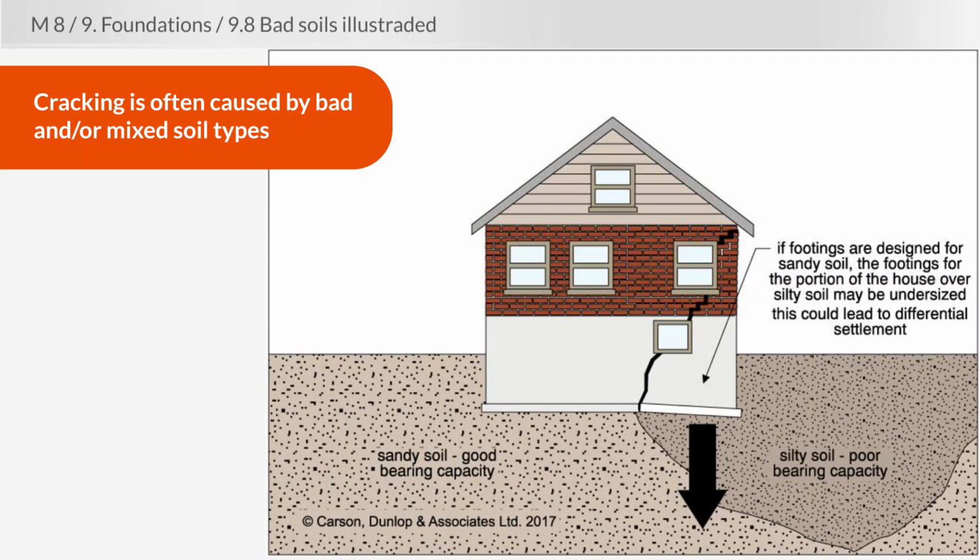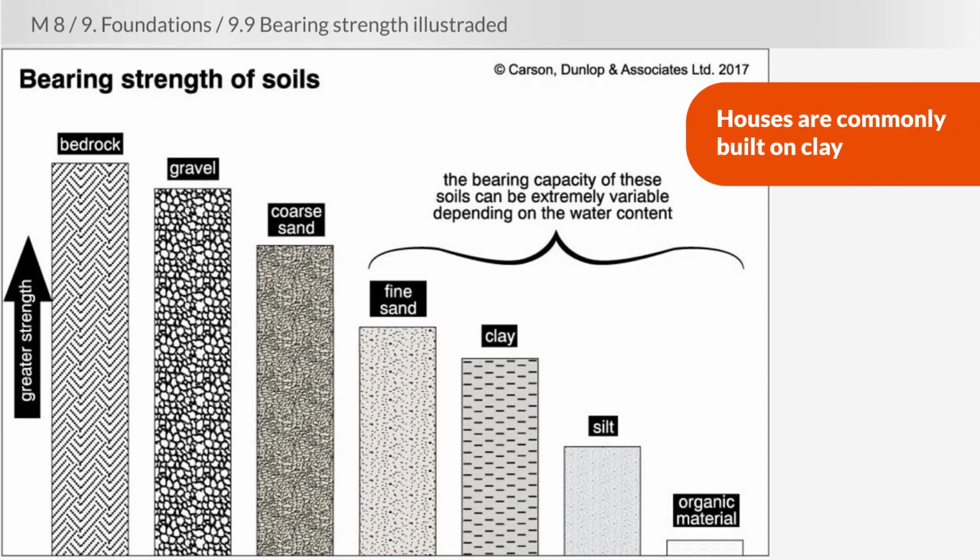In this diagram, you can see where most of the house was placed on sandy soil with good bearing capacity, but part of it was on silty soil, which allowed the foundation to move and crack. In a perfect world, we'd build every building on bedrock, but that's not practical. So we build a lot of houses on clay, because there is a lot of clay all over the United States.